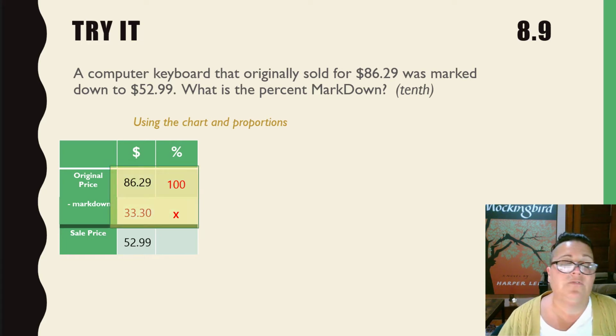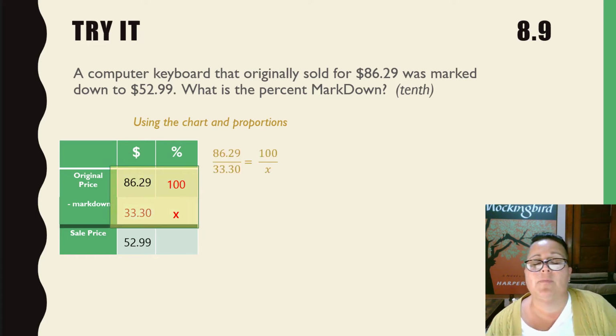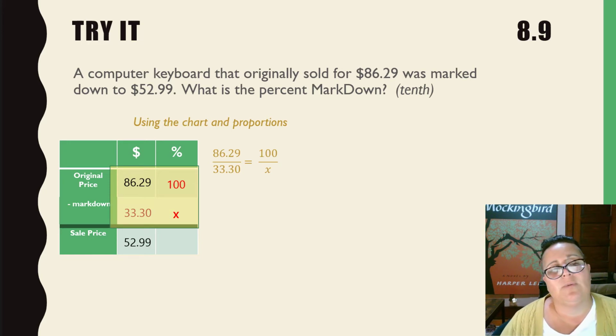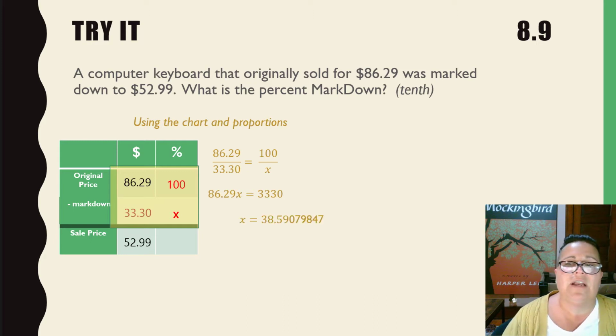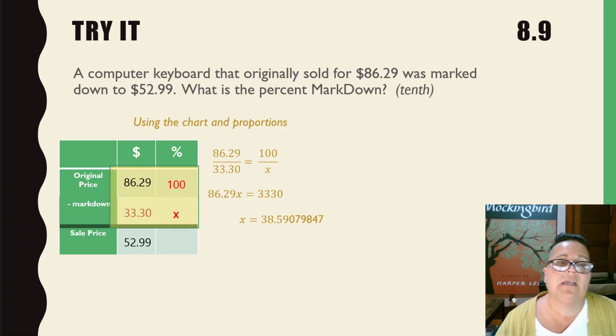I can use those 4 pieces of information to set up a proportion that says 86.29 over 33.30 is equal to 100 over X. Cross multiplying, I get 86.29 X is 3,330, and dividing both sides by 86.29, I get 38.590798, well, bunches of stuff, right? I only need tenths, so we're going to hold on to that. I think it's going to be 38.6, but let's just wait a minute and validate that.